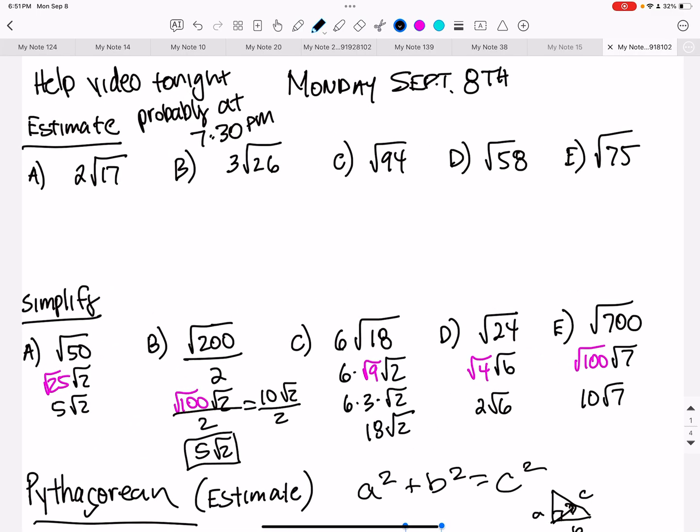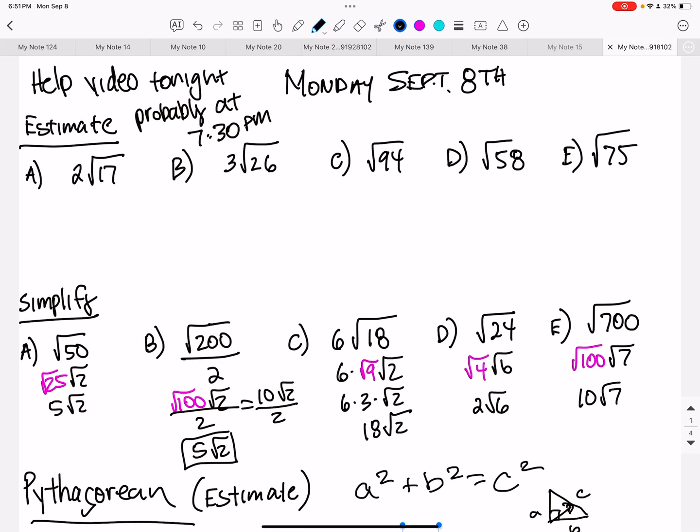All right, estimate these. Let's see. I don't want to. I feel like you guys should have done these. Okay, I'm going to call it right now.